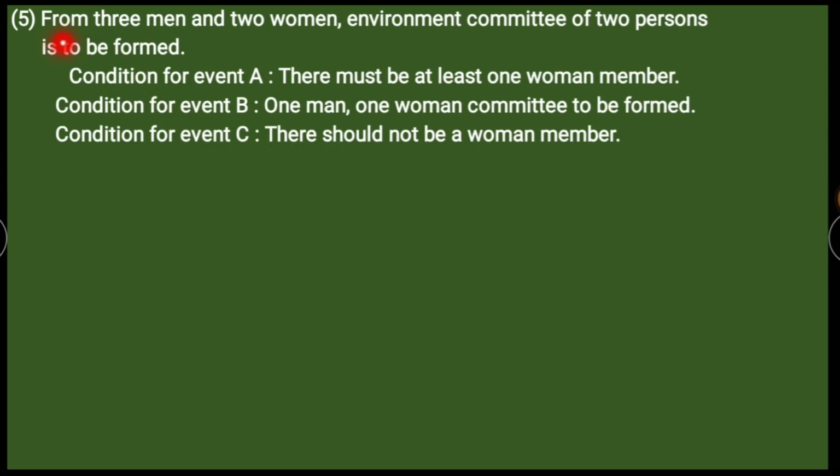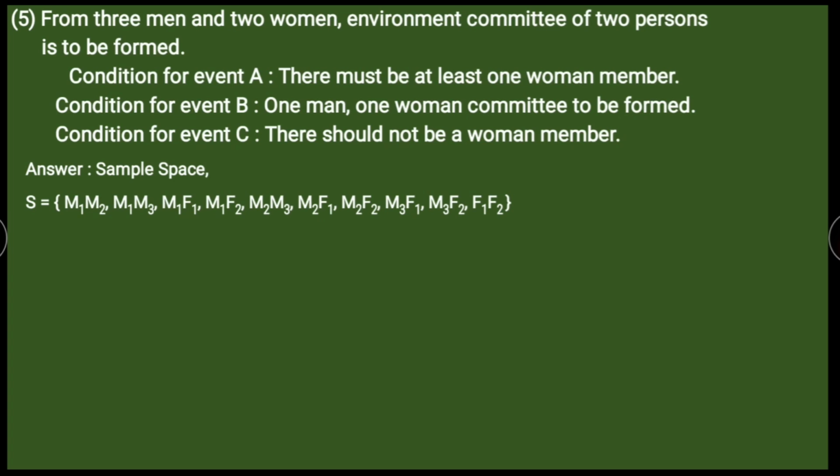Now see sub question 5. From 3 men and 2 women, a committee of 2 persons is to be formed. Condition for event A is there must be at least one woman member. Condition for event B is a one man, one woman committee to be formed. Condition for event C is there should not be a woman member. So see here the sample space.